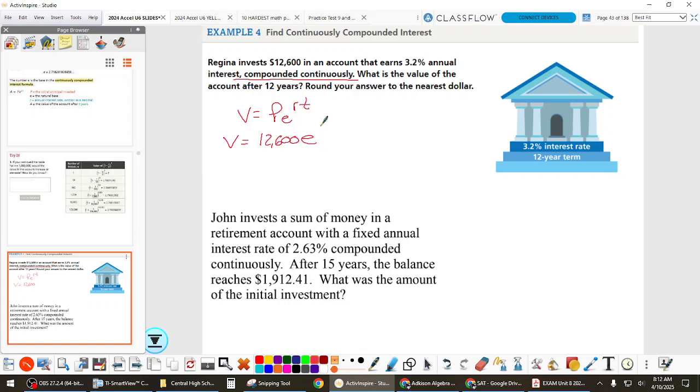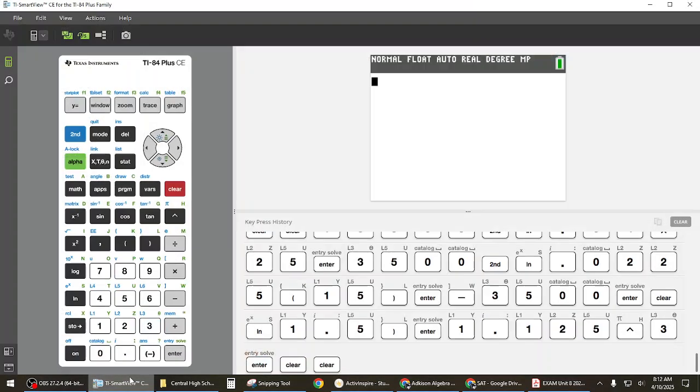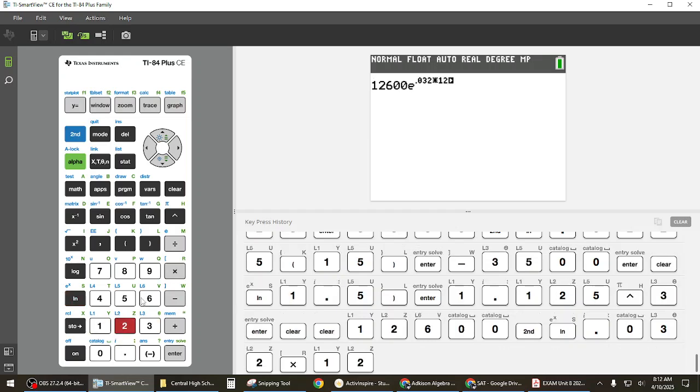How do we write the rate as a decimal? Good. And then 12 years. Okay? And that's just carefully, but plug it into your calculator. Remember, you're using the e to the x button down here. And you get 18,498.63.